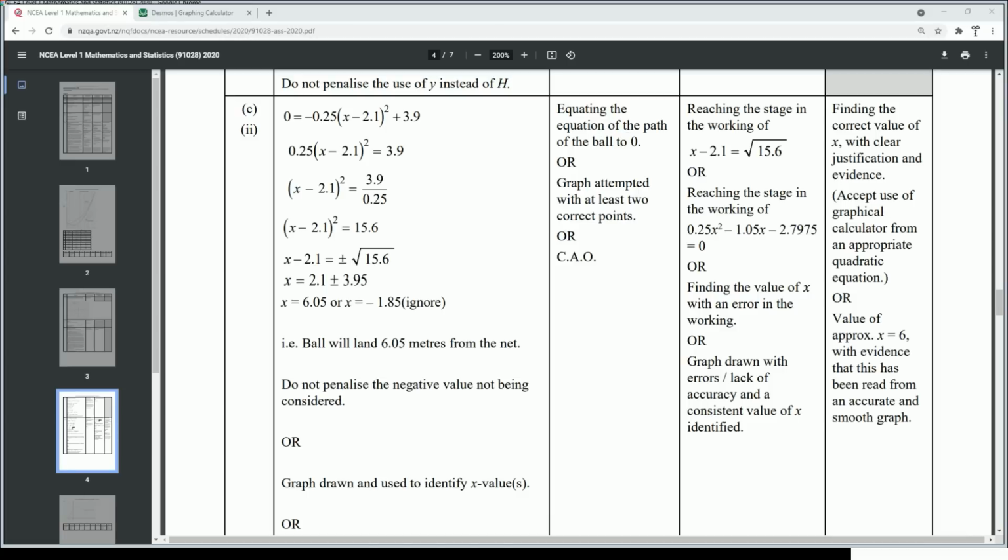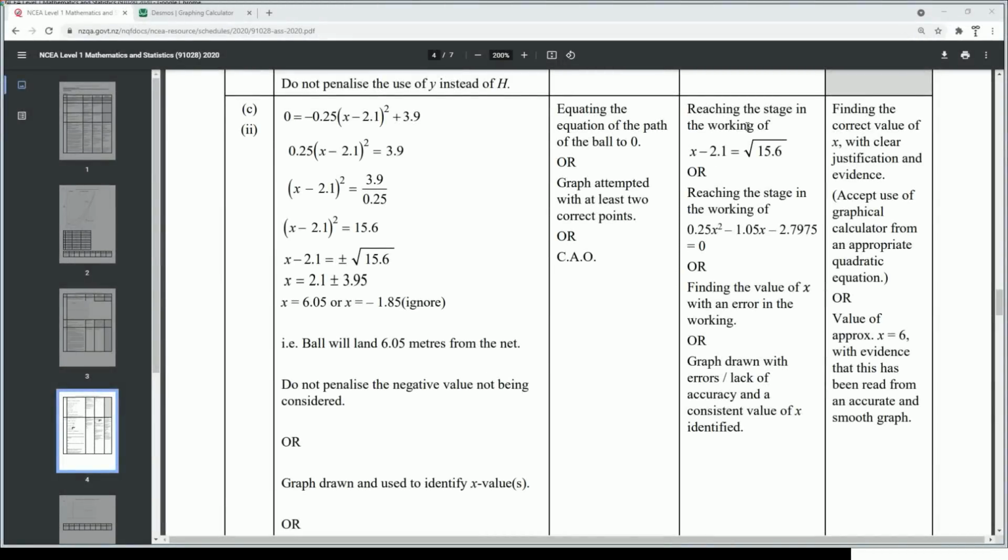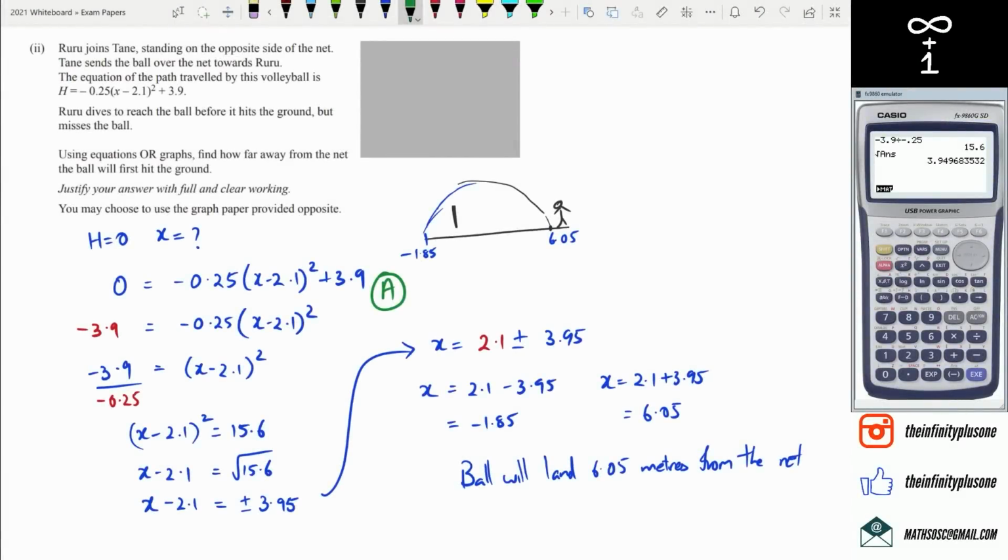Wow, that is just unbelievable. That first line gets you an achieved straight away. Then what have we got? Graph attempted, we didn't do that. We did reaching the stage of this, which is square root of 15.6, which gives you a merit. So if you go back here, I think somewhere here is going to give us a merit. Obviously getting the final answer is going to give us an excellence.